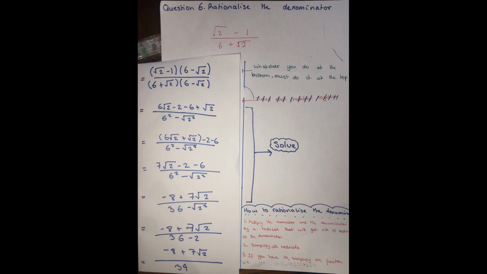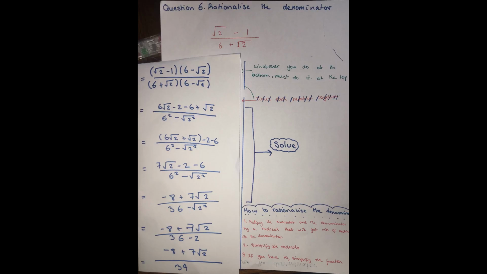So in the next step, we have 7 square root of 2 minus 6 over 6 to the power of 2 minus square root of 2 to the power of 2. I solved the top numerator first. So I left 7 square root of 2 and I just did minus 2 minus 6, which gave me negative 8. And for the denominator, I did 6 to the power of 2, which gave me 36, and left square root of 2 to the power of 2. So altogether, it gave me negative 8 plus 7 square root of 2 over 36 minus square root of 2 to the power of 2.